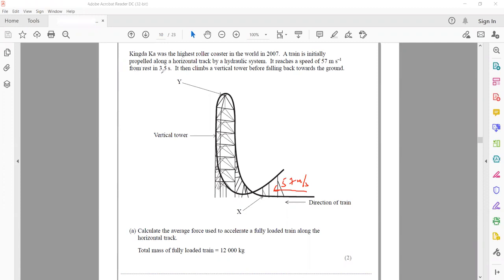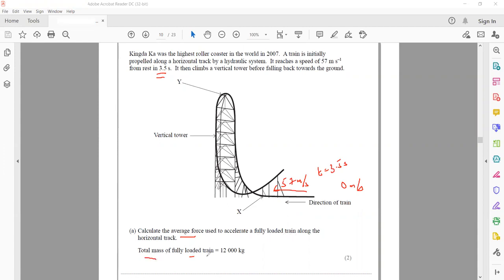And from rest in 3.5 seconds. So it starts from rest, start with a 0, and it took 3.5 seconds to reach this speed. It then climbs vertically and falls back towards the ground. Calculate the average force used to accelerate the fully loaded train along the horizontal track.